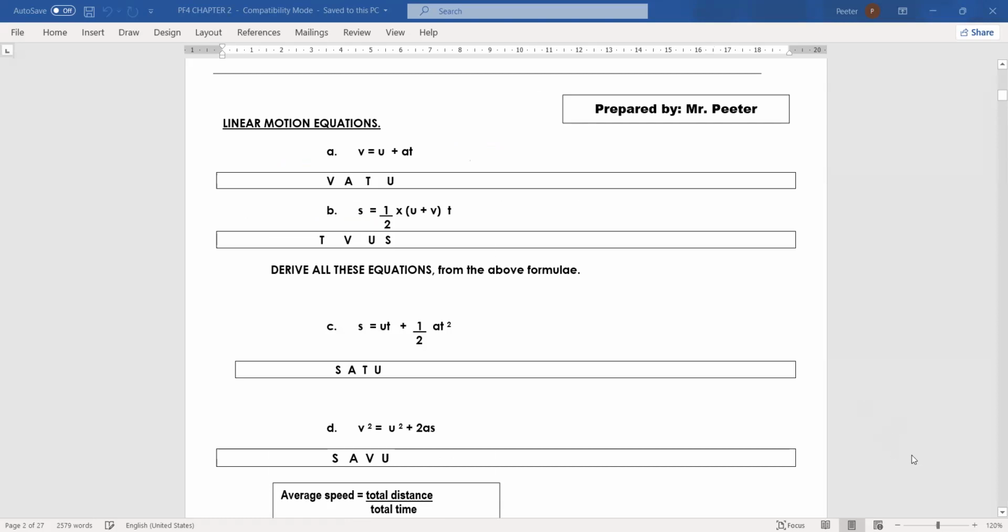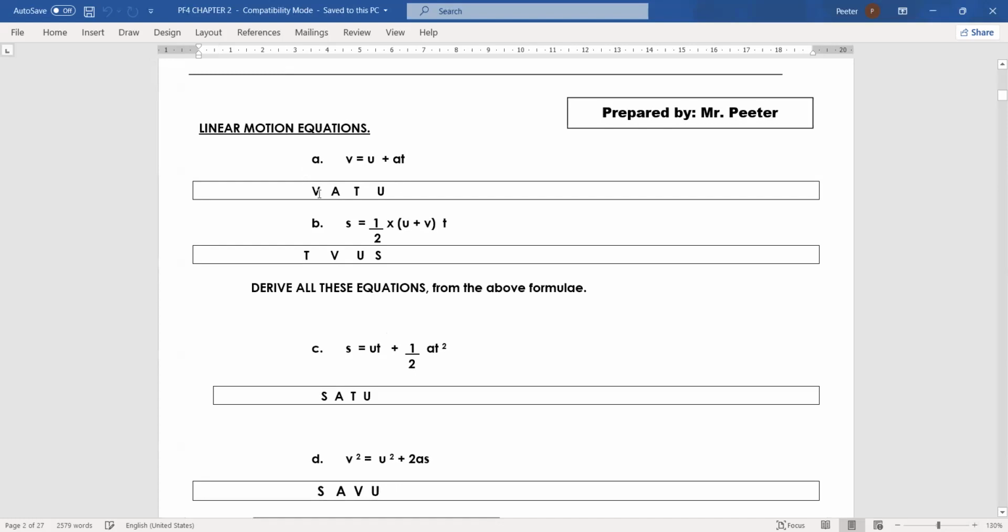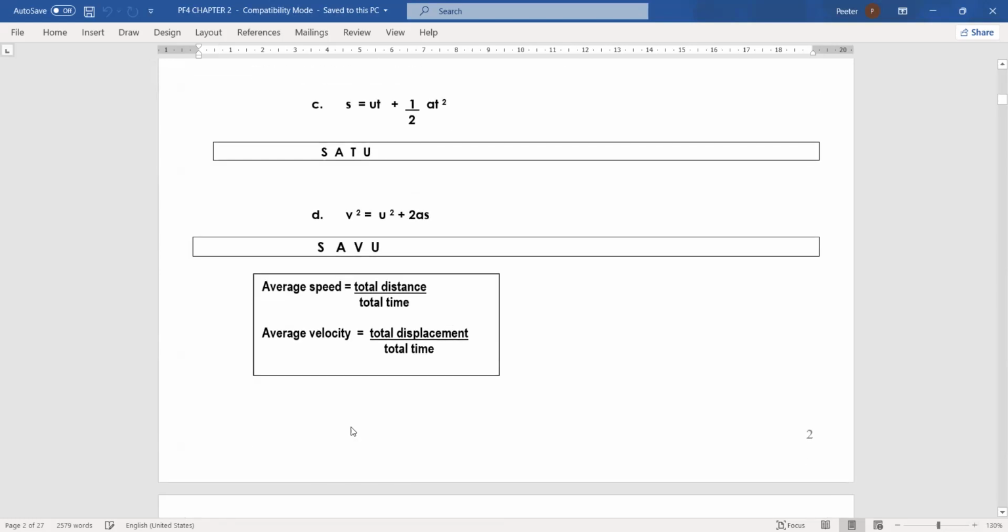The differences between these formulas, if you observe properly: in the first formula, I call it VATU, there's no S, displacement or distance. The second formula, I call SUTA, there's no A, acceleration. In the third formula, I call it SATU, you see there's no V, final velocity. And in the last formula, you see carefully, it's AVUS, there's no T, time. So these are the common 4 formulas, and adding the other 2 formulas, average speed and average velocity.